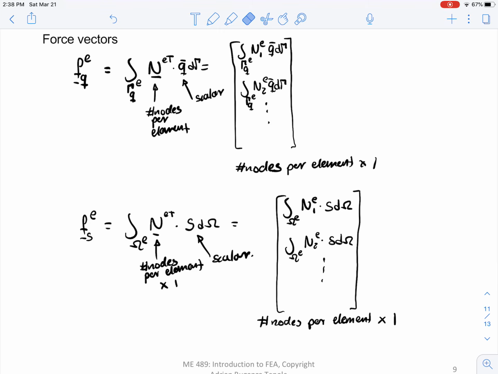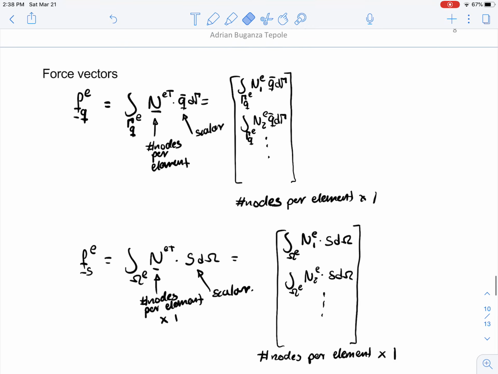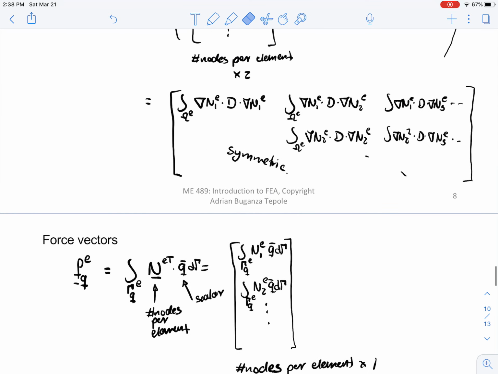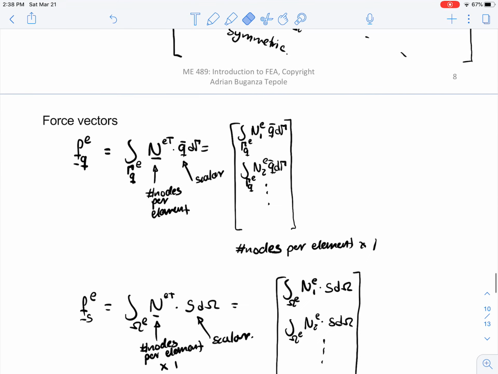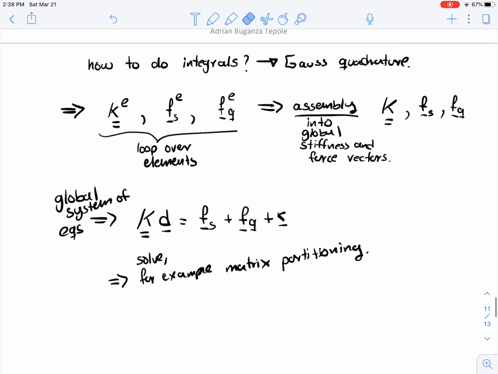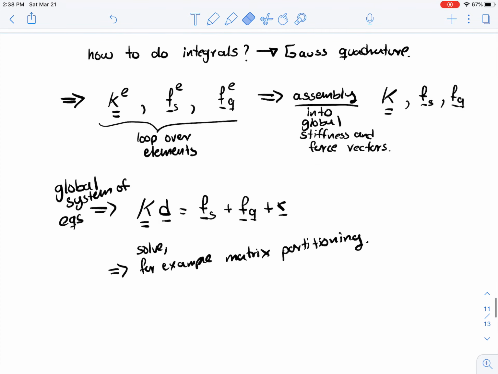So the force vector is the integral of the shape functions times the source term, or the shape functions times the flux, and the stiffness matrix is essentially the integral of the gradients of the shape functions dotted with the gradients of the shape functions, all combinations. So that's it for now. So hopefully this brings together basically the whole picture.